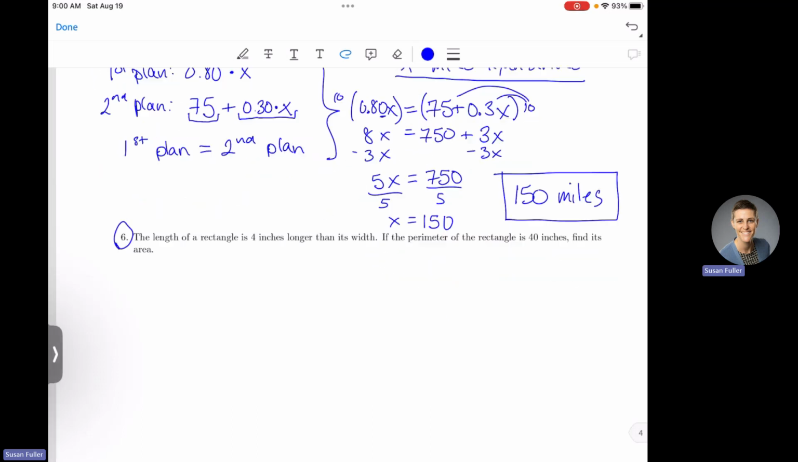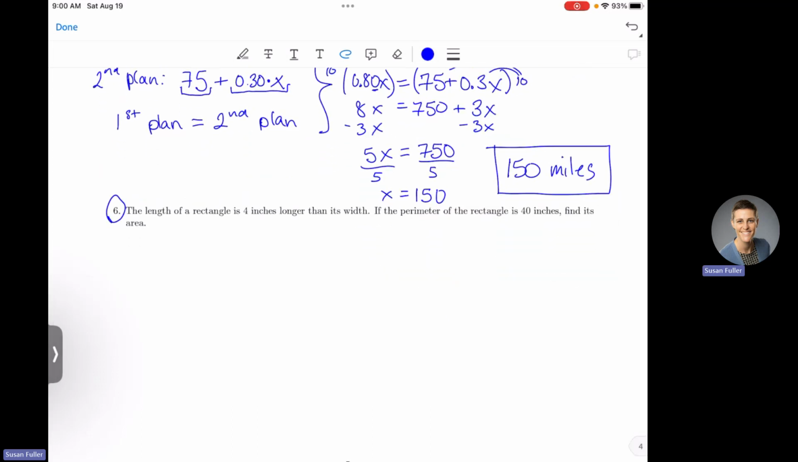Okay. The last one I want to work with you is number 6 here. The length of a rectangle is 4 inches longer than its width. If the perimeter of the rectangle is 40 inches, find its area. Again, if you need to pause it and read it again, go for it.